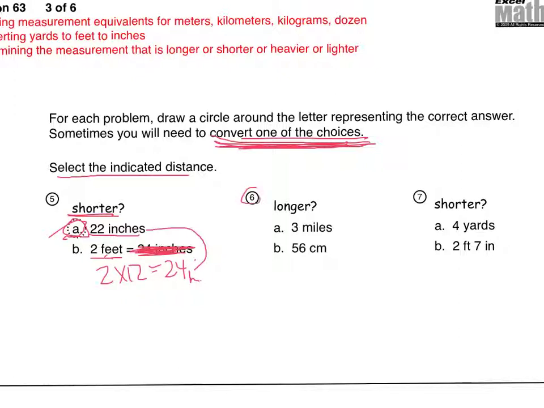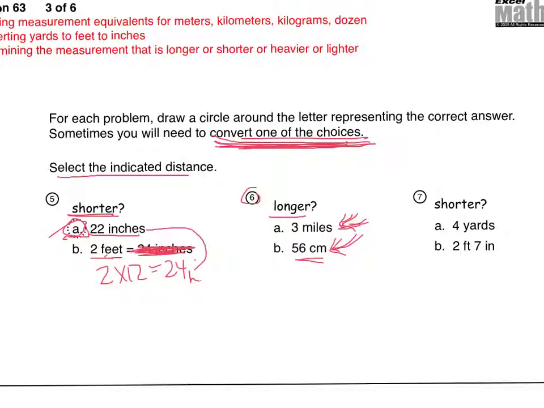We'll just kind of stay together on this stuff here. It says longer. Which one's longer, 3 miles or 56 centimeters? Now, these are nowhere near each other, so you don't need to do any conversion to figure it out. Besides, we don't really know how many centimeters are in a mile anyway, because this is the American standard measurement system, and this is the metric system way of measuring length or distance.